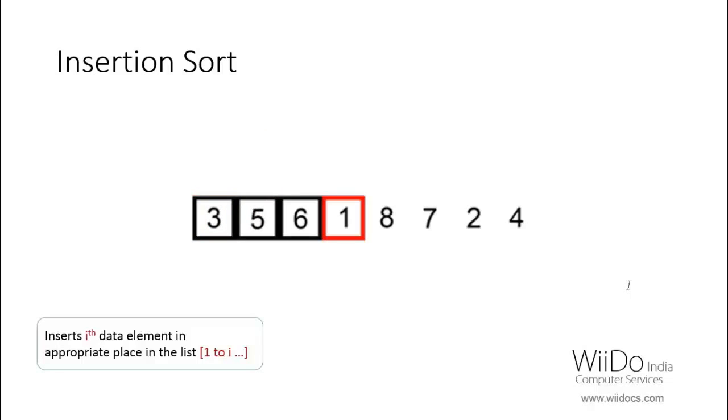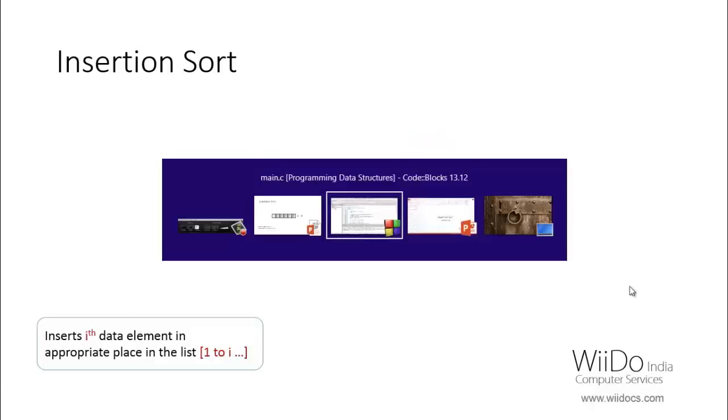Then 1 will be compared with 6 first, then 5, then 3. Then it will reach its appropriate place, that is the first place, and so on. Here the ith data element reaches its appropriate place in the list and it is compared with all the previous elements. We will be able to understand this concept as soon as we jump into the program. So let's see the program.